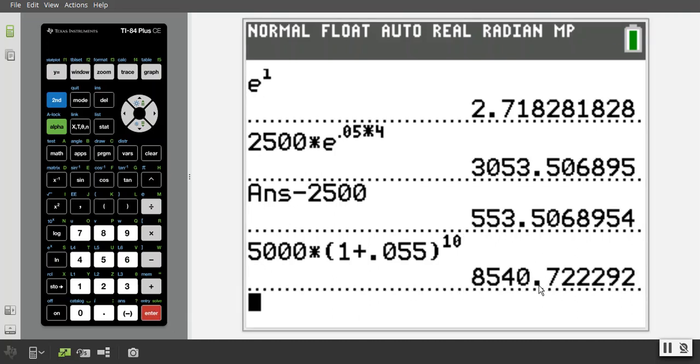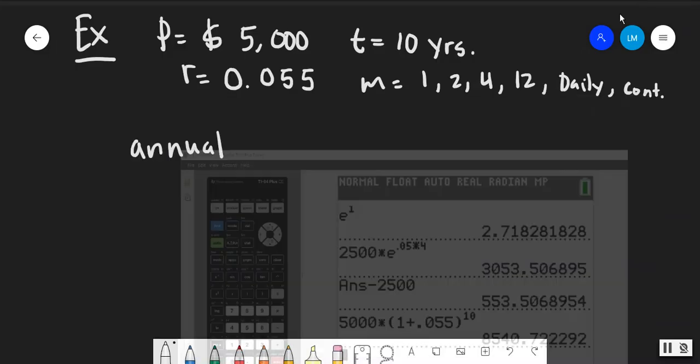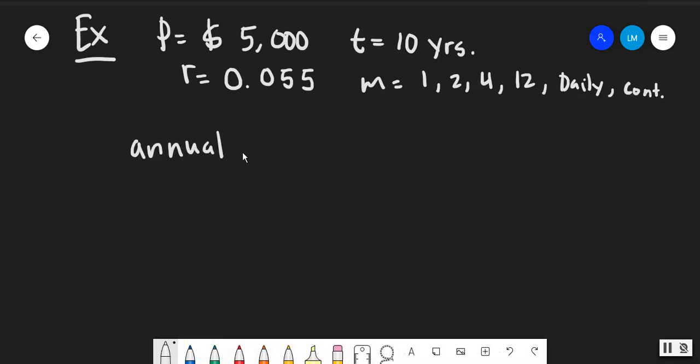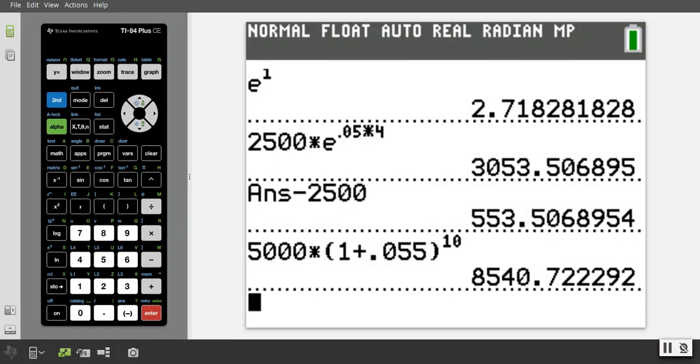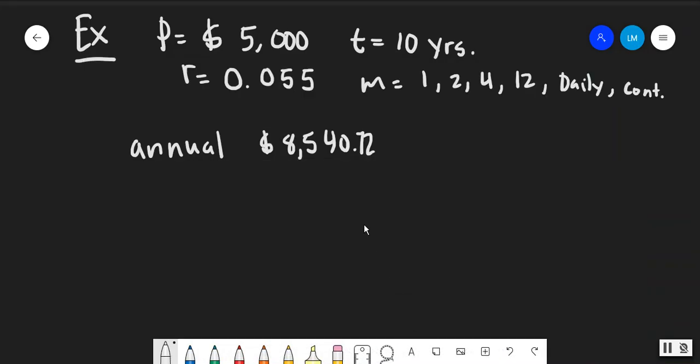The amount that we have is 8,540.72. Mind you, that's thousands. Okay, so let's go ahead and find the amount for semi-annual.